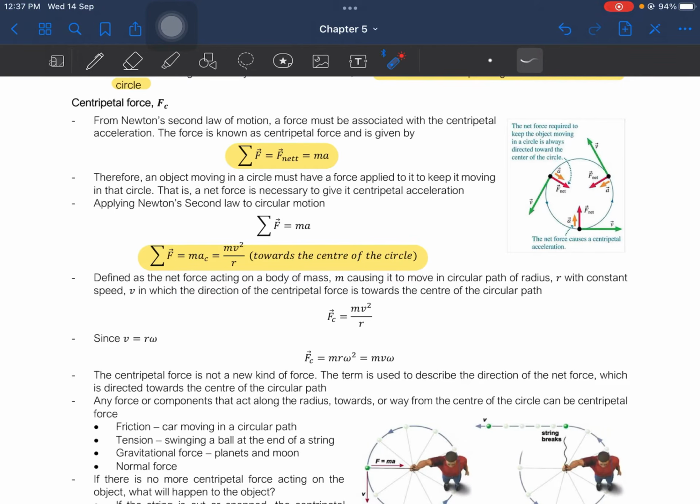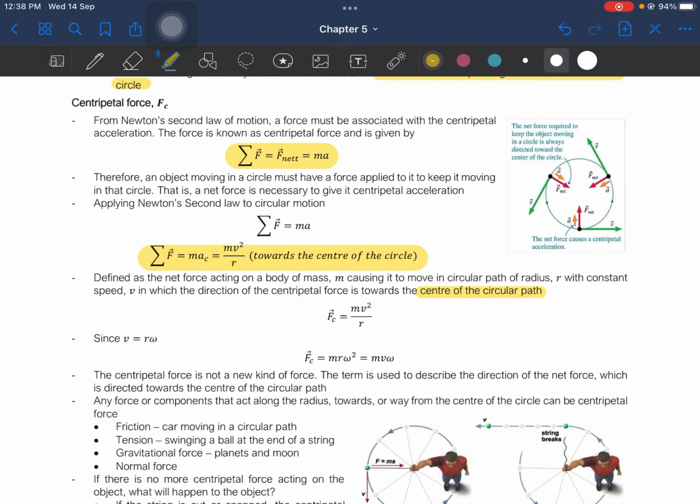Okay, so this centripetal force is defined as the net force acting on a body of mass, causing it to move in a circular path of radius with constant speed, in which the direction of the centripetal force is towards the center of the circular path.